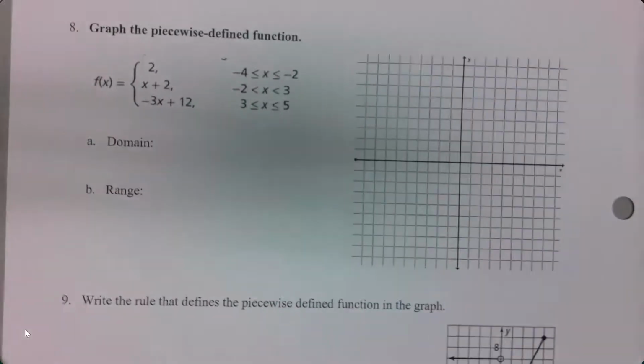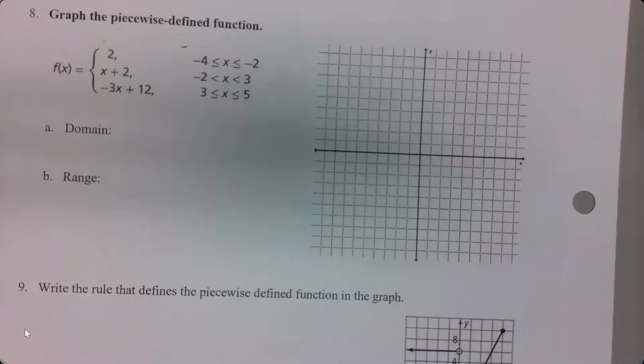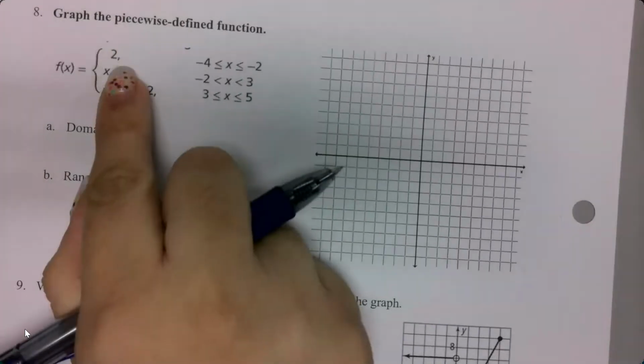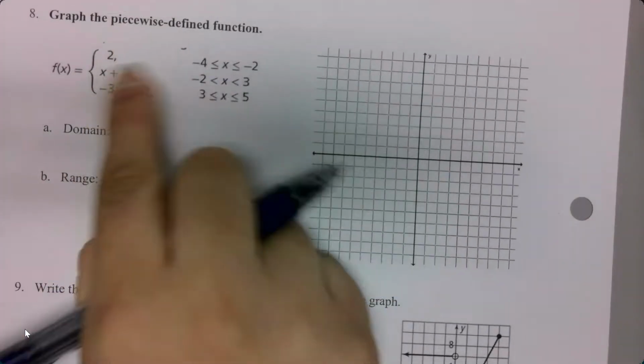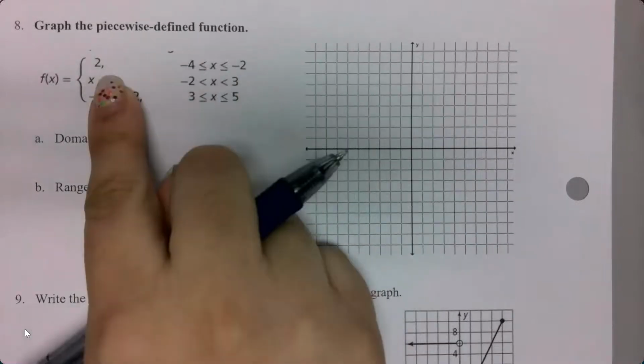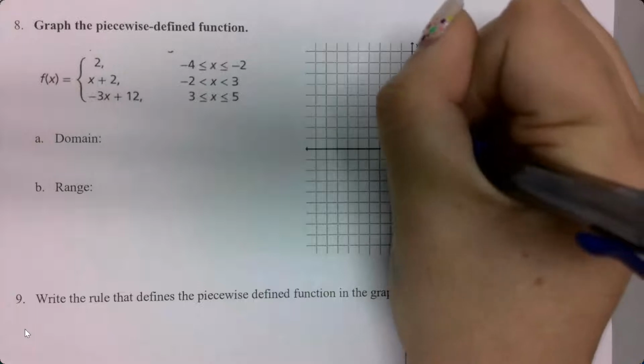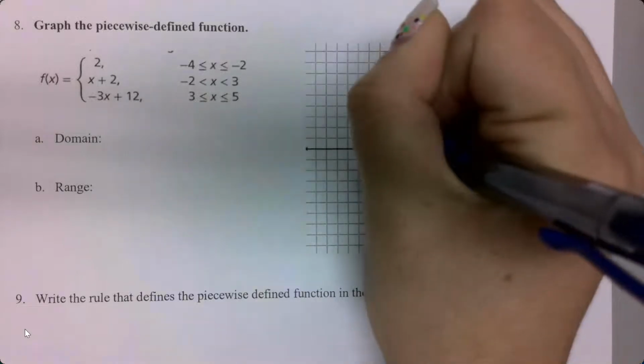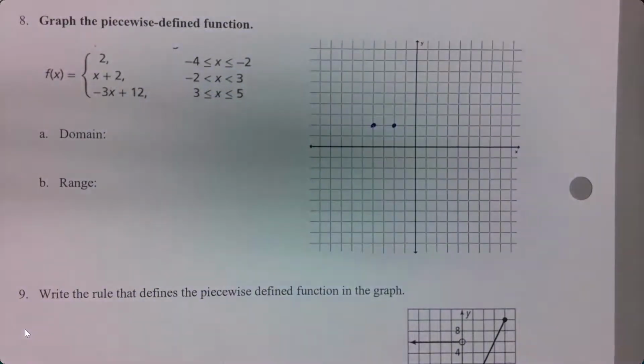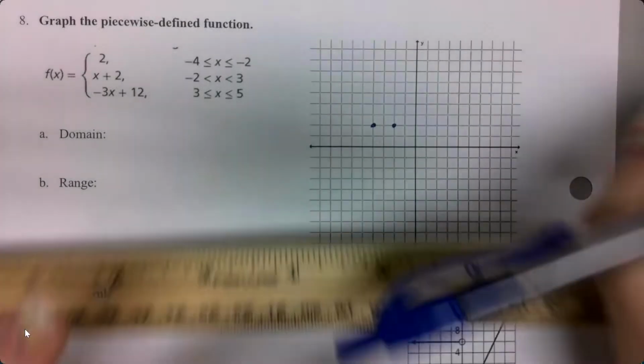Number 8 wants me to graph my piecewise defined functions. So between -4 and -2, it includes those 2 points. And I have a y value of 2. So I'm going to use closed circles, and then I want to draw a line between them.